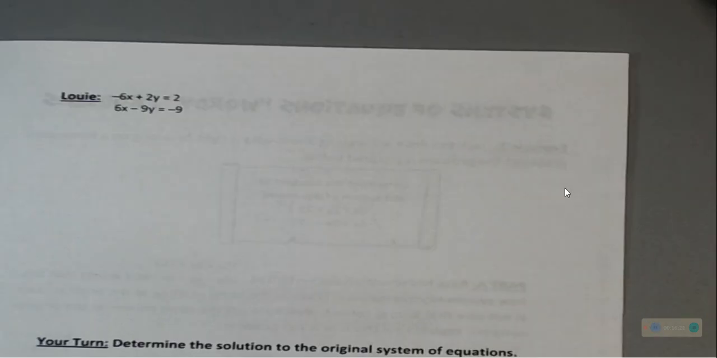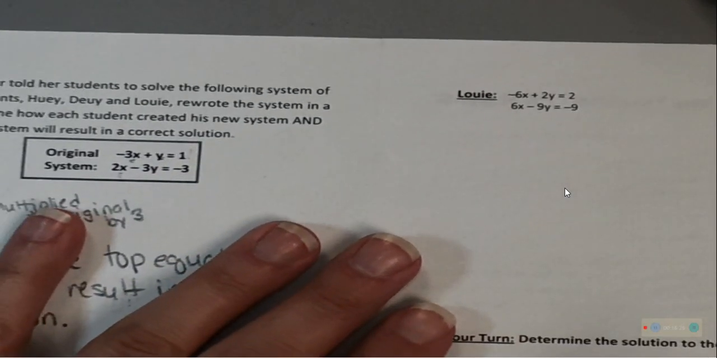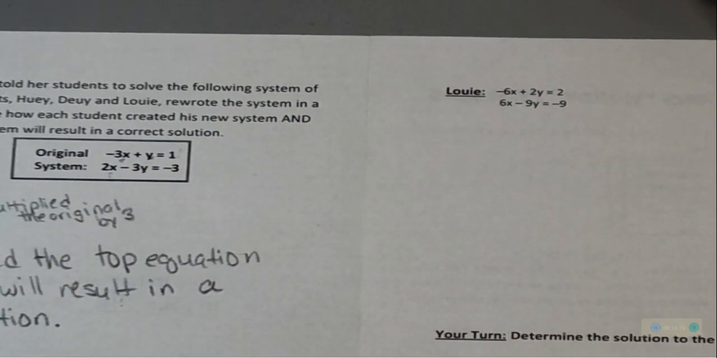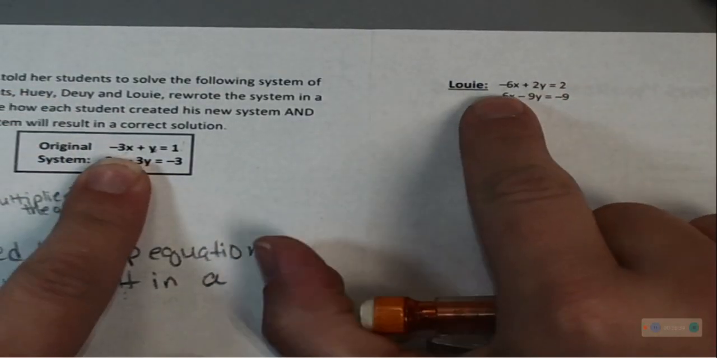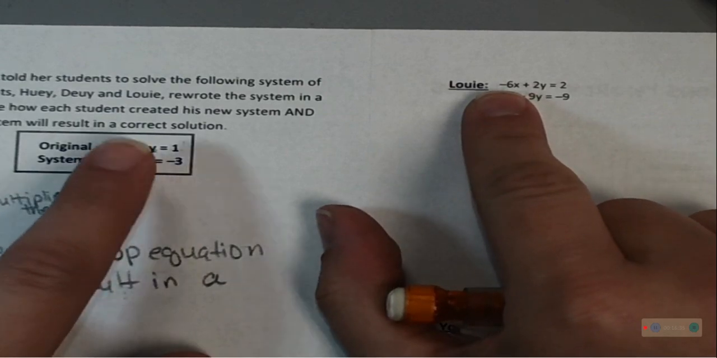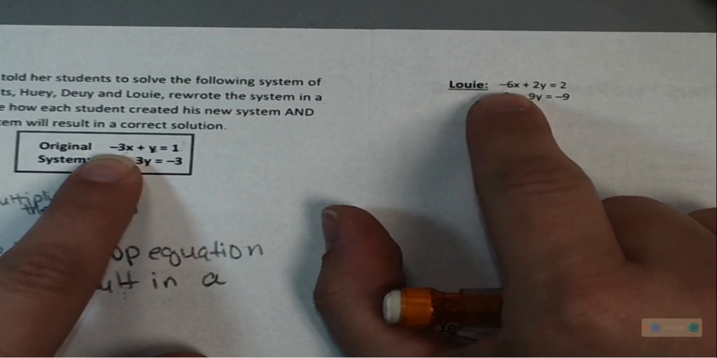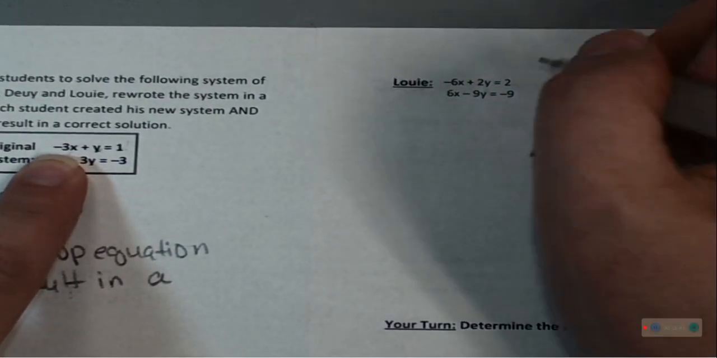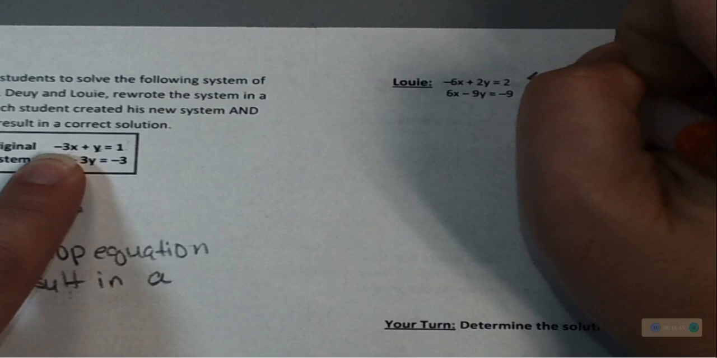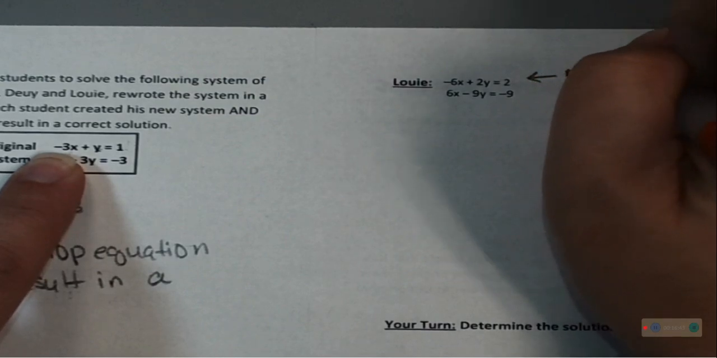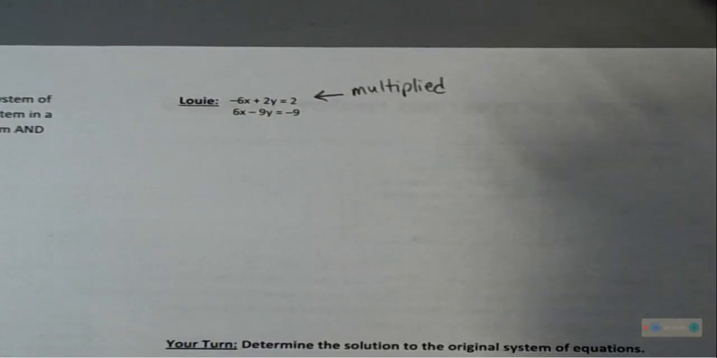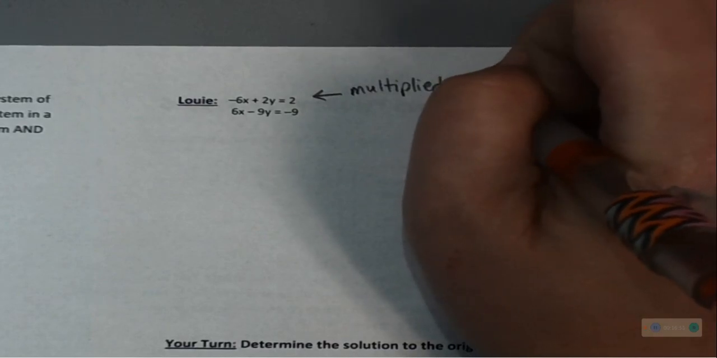All right, so now we got Louie. Let me open this up though because we got to be able to see the original. Louie had the same instructions. It was to make an equivalent system of equations. So start by looking at the top equation. What did Louie do to the original negative 3x to get a negative 6x? I'm going to make myself a note, because I'm not good at remembering what I was supposed to be figuring out.